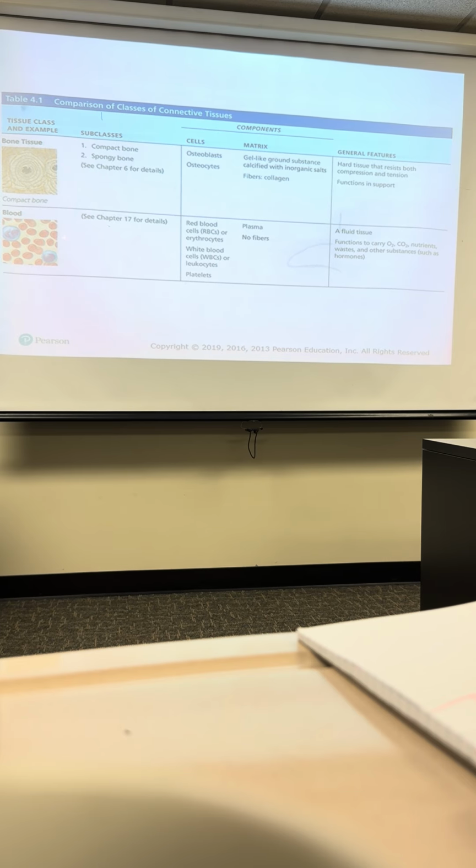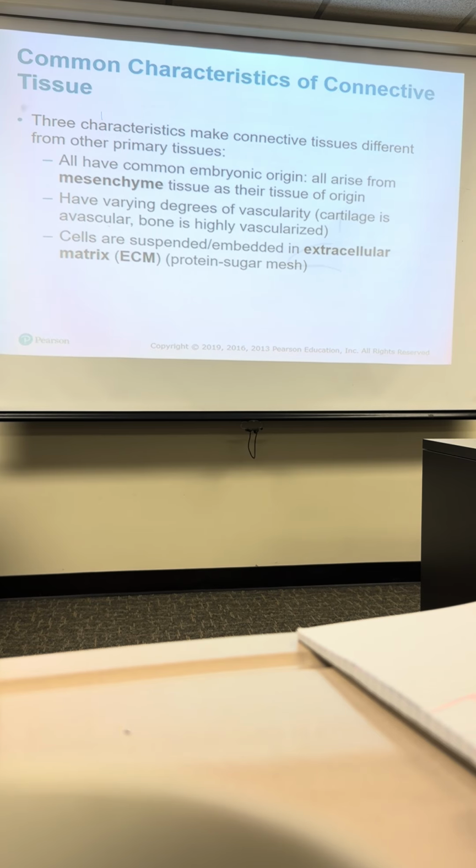And what about the blood? Blood can have 3 different types of cells. You can have the platelets, the red blood cell, and the white blood cell, and the matrix is your plasma, and they do not have any fiber. Only this one does not have any fiber. Okay, so all 3 characteristics make connective tissue different from the other primary tissue. All have a common embryonic origin and all arise from the mesenchyme tissue as their tissue of origin.